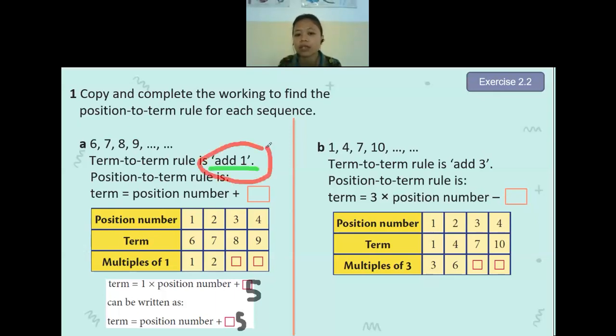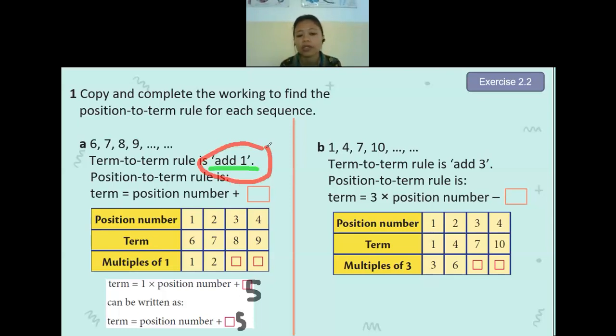Is there anyone confused about finding the term to term rule? If no one is confused, the second thing you have to do is find the multiples of the term to term rule. Because the term to term rule is add 1, you need to find the multiples of 1. If later in another sequence the term to term rule is add 5, you need to find the multiples of 5 and so on.